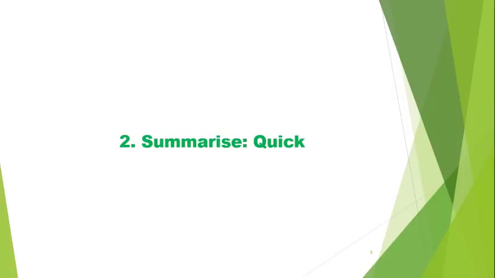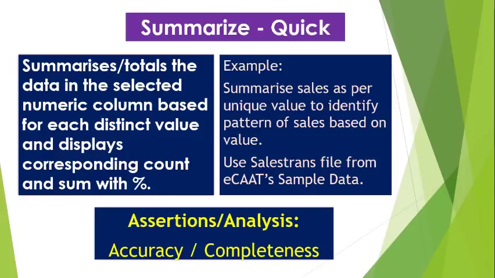Now let's go to summarize quick. What is meant by summarize quick? It summarizes and totals the data in the selected numeric column based on each distinct value and displays the corresponding count and sum with percentage. For example, I would like to summarize the sales as per each unique value to identify the pattern of sales based on each unique value. We'll be using the sales trans file for this. The assertions or the analysis I can perform through this is I can get to know the accuracy of the data, I can also know the completeness of the data, and I can also perform further analysis as required.